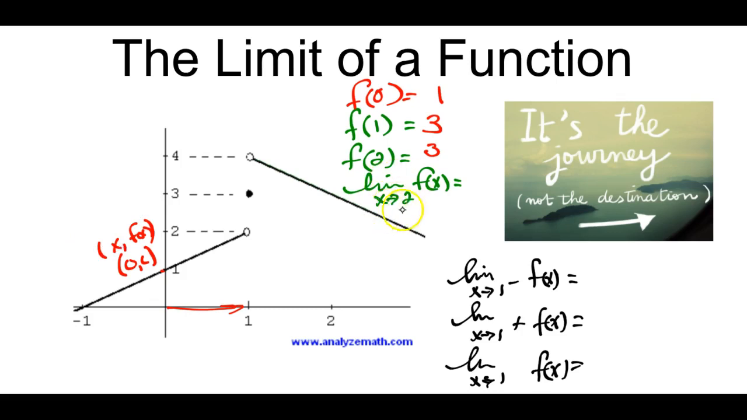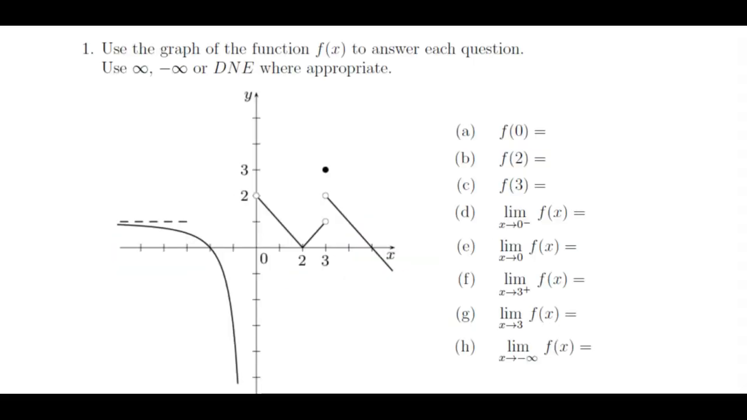But if I ask for the limit, then I'm looking for the left approach and the right approach. So we can say the limit as x approaches 2 from the left, that's what this little negative is, of this function is 2. Here are some other examples. You can pause the video and see if you get these answers correct.